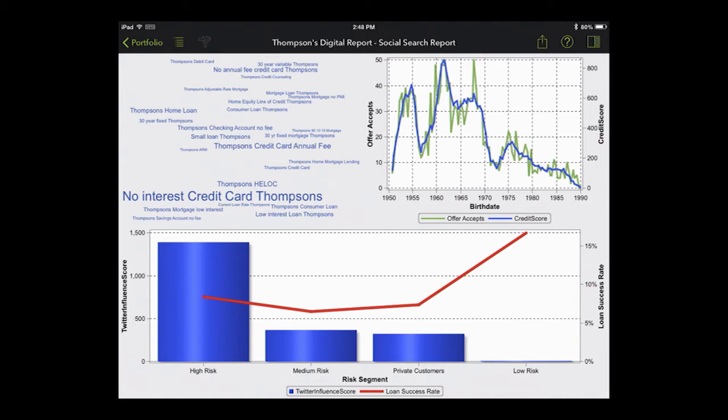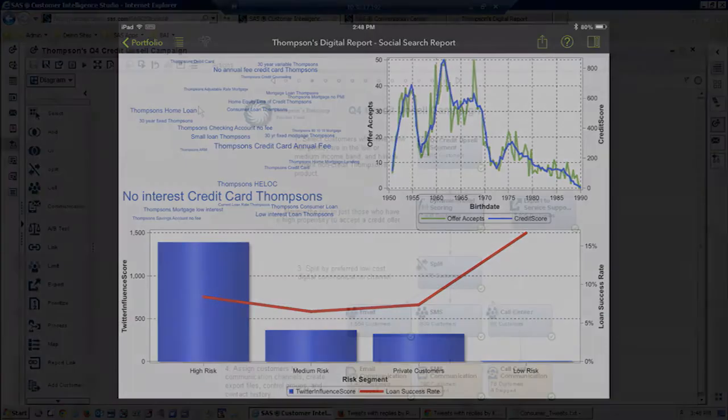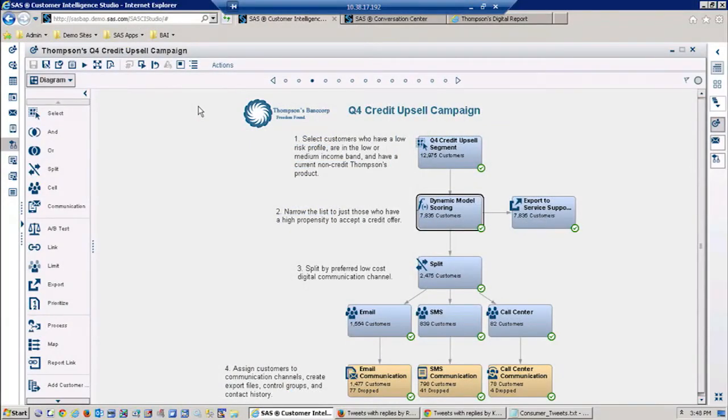So as we flip over to the campaign design environment here, as we flip over to the laptop, thanks. Joey starts with designing what's called an outbound campaign. And this is a typical campaign to deliver an upsell offer to the customers that Ann just highlighted. So those that have a low risk profile, low and medium income segment, and so forth and so on.